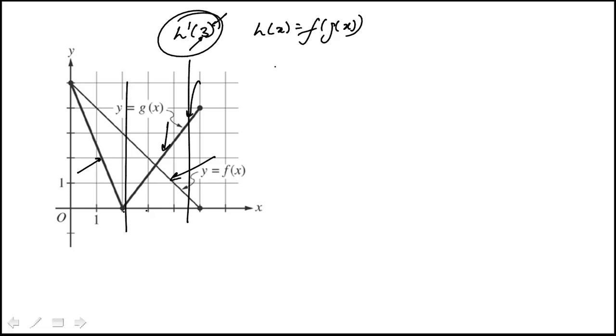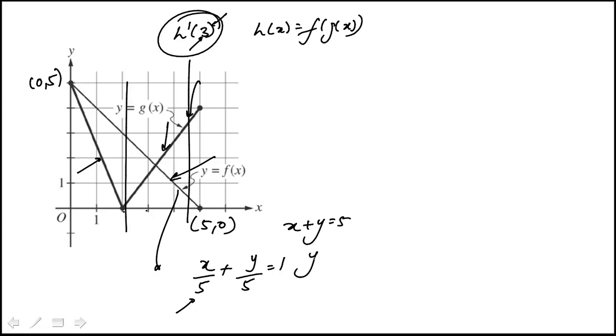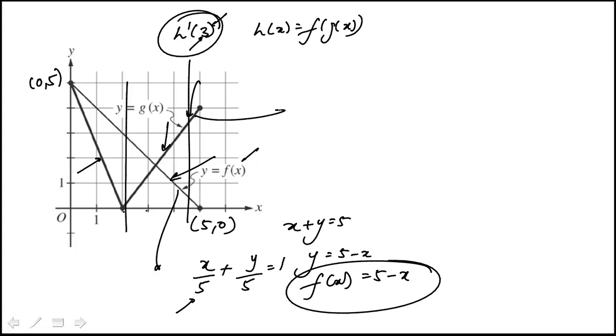We'll start with f first, and this point is 5, 0. That is 0, 5. So that's a straight line. I'm going to use the intercept form, meaning if I know the x and y intercept, it's x over the x-intercept plus y over the y-intercept. And that's x plus y equal to 5, y equal to 5 minus x, which means the function f is 5 minus x.